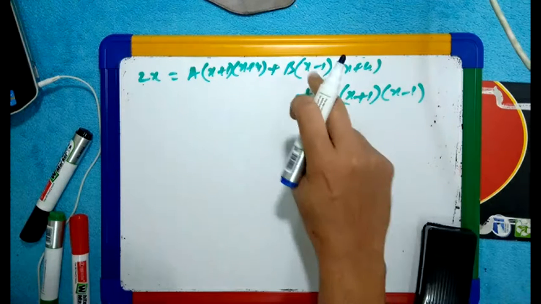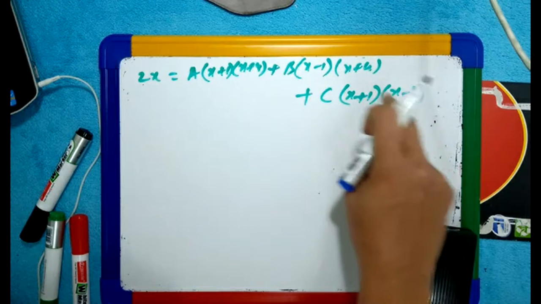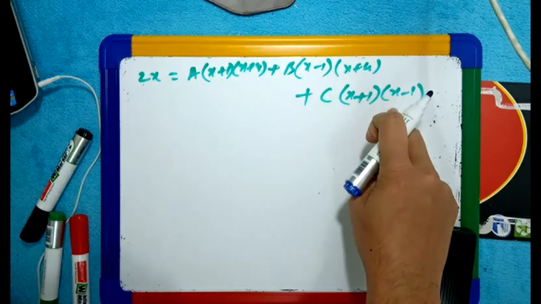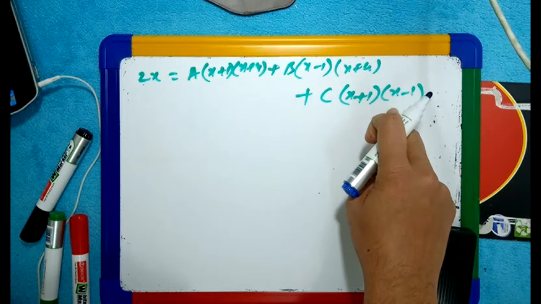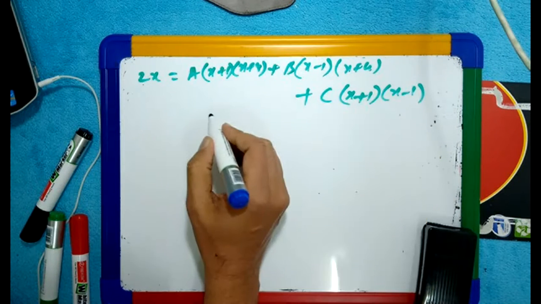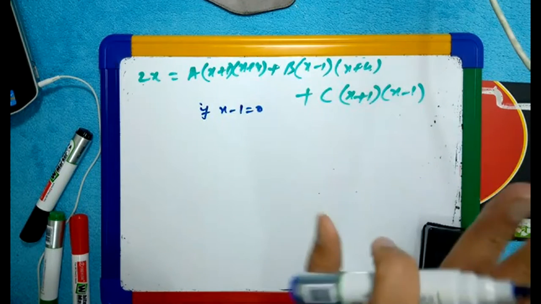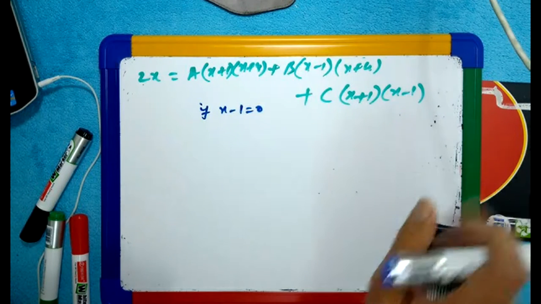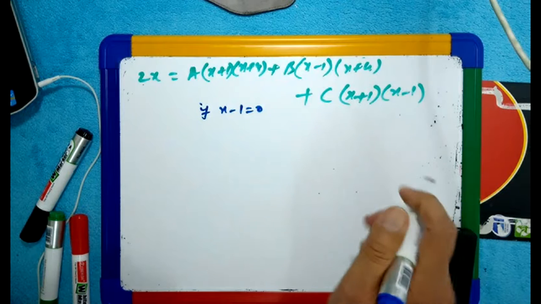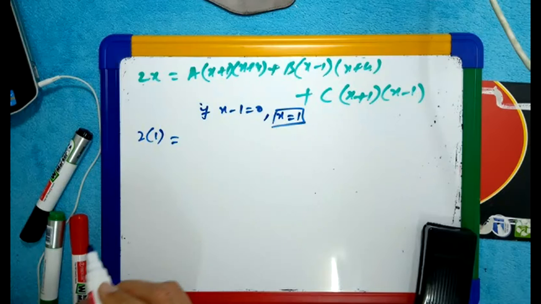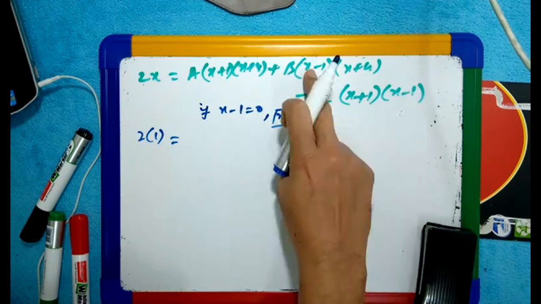You can see that x minus 1 is the same in this and this, right? So if I do x minus 1 equal to 0, this will be 0, this will be 0. 0 multiplied by anything becomes 0. But what about x plus 1? Is it just x minus 1 that is common, right?